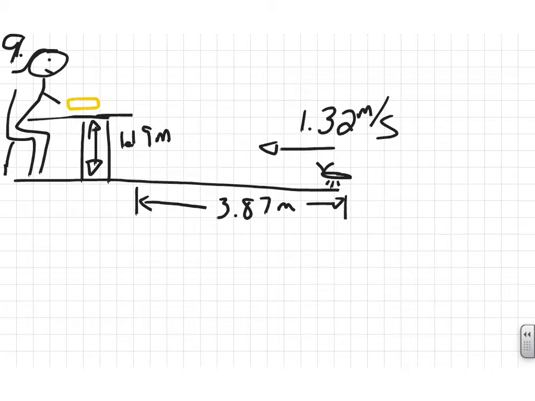Question number 9, the cockroach problem. A cockroach is running at 1.32 meters per second toward your desk. If he is 3.87 meters away now and your desk is 1.19 meters tall, how fast do you push your calculator off the desk to smash him?